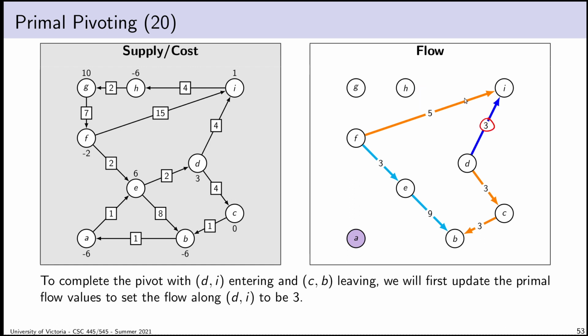So that would be subtract off. Everything in the reverse direction gets the flow subtracted. So 5 goes to 2. Everything in the forward direction gets the flow added. So 3 goes to 6. 9 goes to 12.